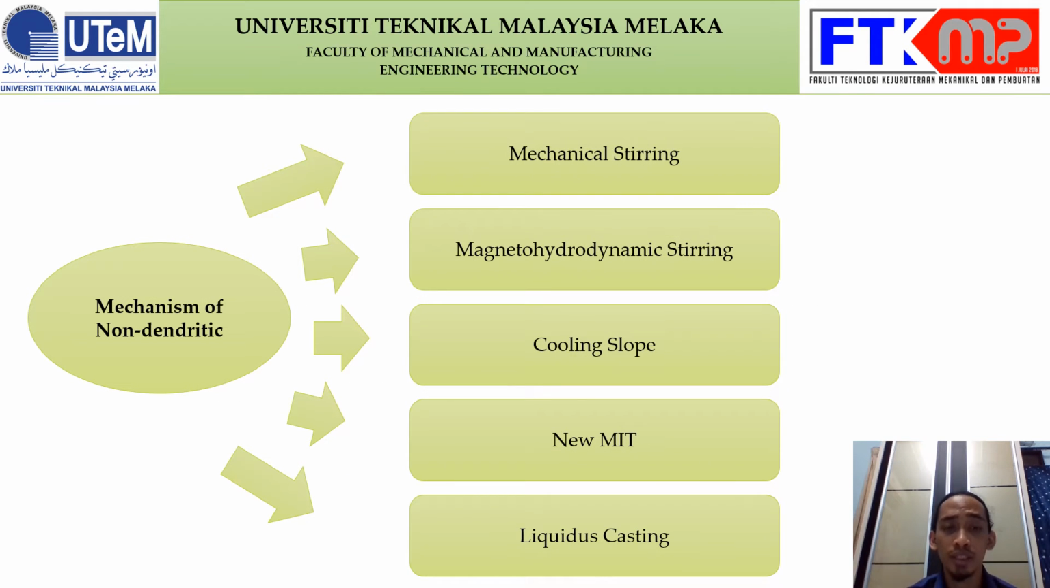As you can see here, these are the several technologies used to change the dendritic to non-dendritic microstructure. So I list five here. First, we have mechanical stirring, magnetohydrodynamic stirring, cooling slope, new MIT, and liquidus casting.